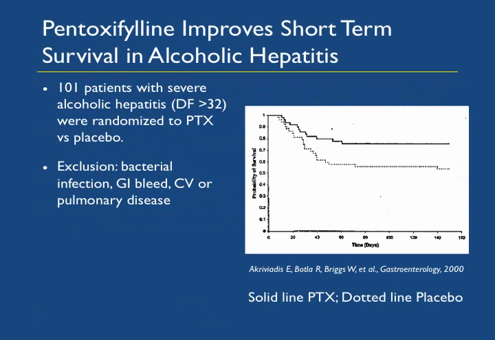A second-line therapy for severe alcoholic hepatitis is pentoxifylline. Pentoxifylline improves short-term survival in alcoholic hepatitis. In this study, 101 patients were randomized to pentoxifylline or placebo. All had severe alcoholic hepatitis with a discriminant function of greater than 32. Again, in this study, patients were excluded if they had significant bacterial infection, GI bleed, cardiovascular disease, or pulmonary disease. As you can see in this graph on the right, in the solid line of patients who were given pentoxifylline versus the dotted line of patients given placebo, there was an improvement in short-term survival.